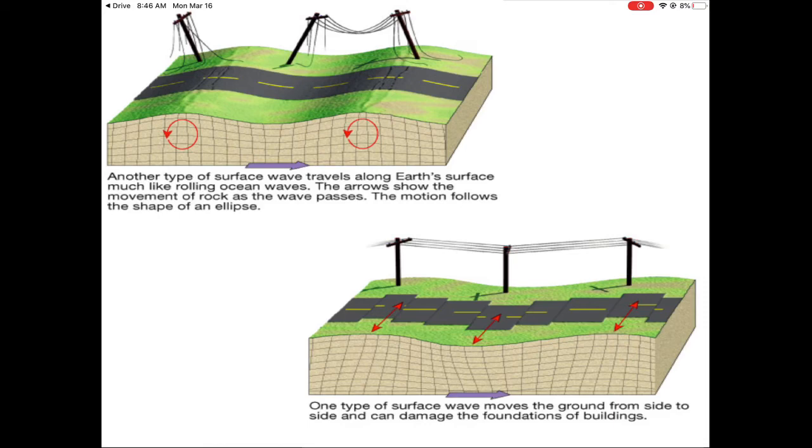Another type of wave that we're not going to talk too much about is a surface wave, and a surface wave moves in circles. This can have some profound effects on buildings and foundations. Anytime you've got movement under the surface, the things on top are going to get shaken up.